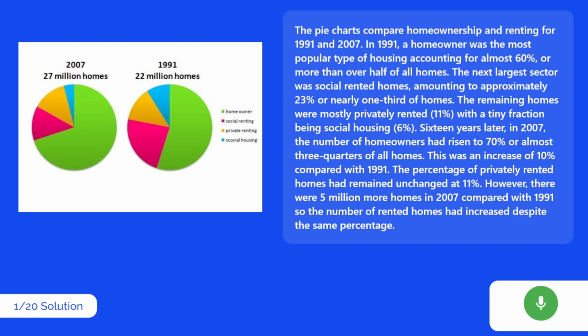Sixteen years later, in 2007, the number of homeowners had risen to 70% or almost three-quarters of all homes. This was an increase of 10% compared with 1991. The percentage of privately rented homes had remained unchanged at 11%. However, there were 5 million more homes in 2007 compared with 1991, so the number of rented homes had increased despite the same percentage.